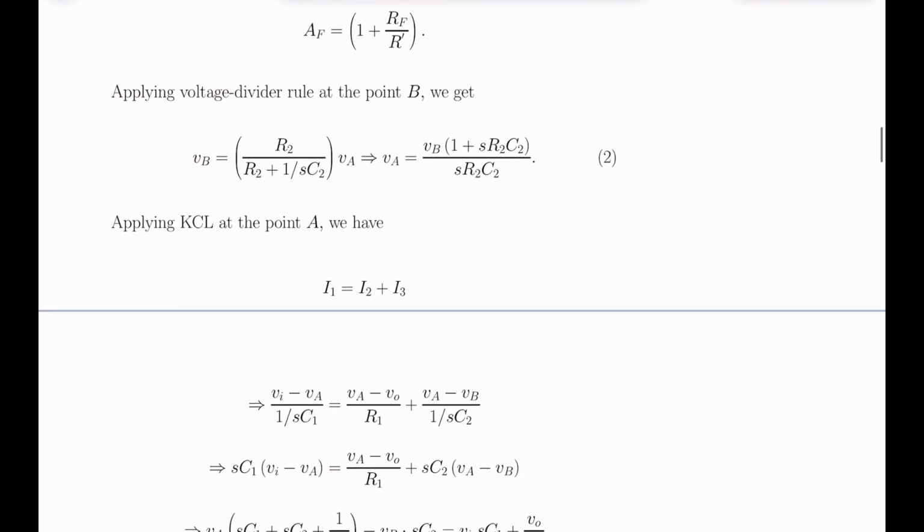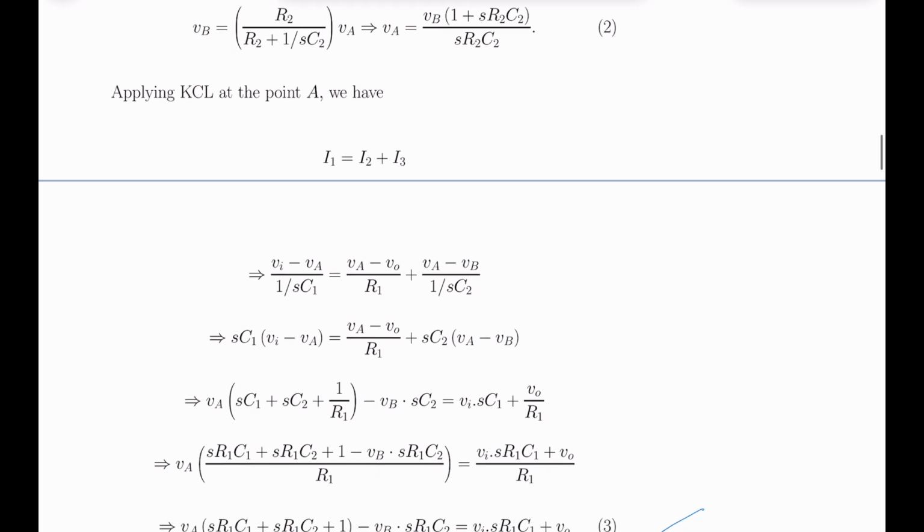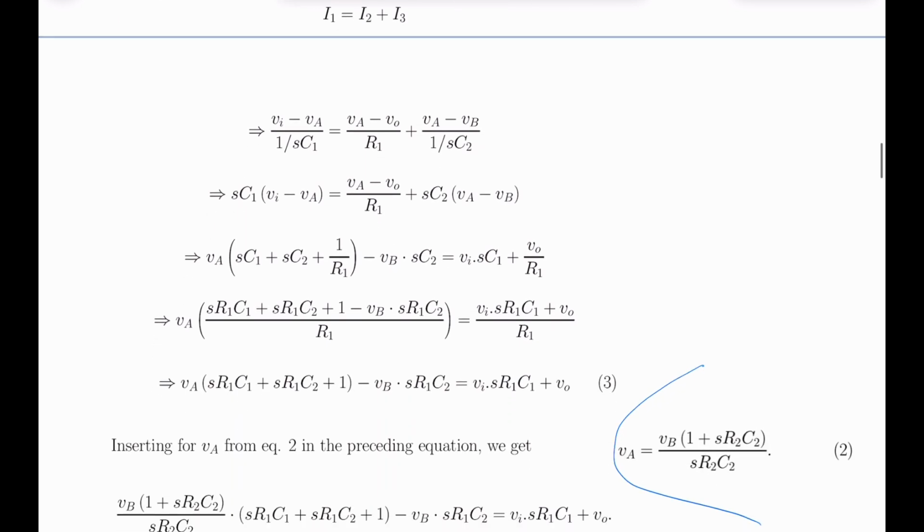So we have I1 equal to I2 plus I3. I1 is V1 minus VA upon 1 upon SC1. This is equal to I2. I2 is equal to VA minus V0 upon R1. And I3 is VA minus VB upon 1 upon SC2. If you solve this, we get this equation. You simply go on putting the value here.